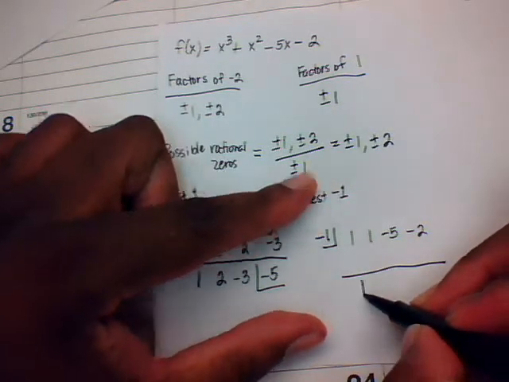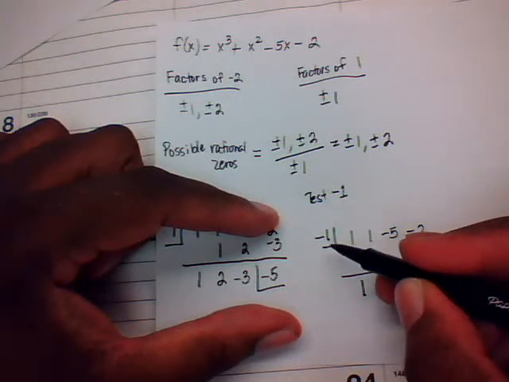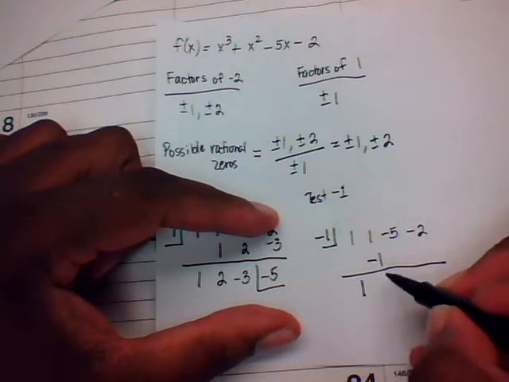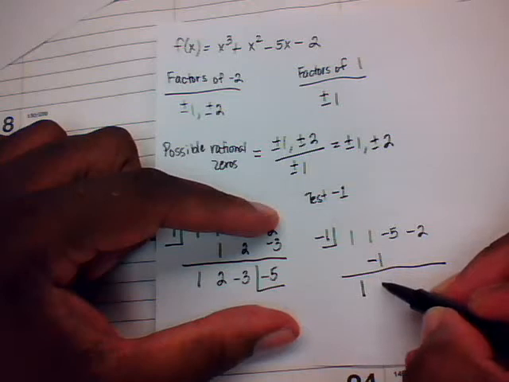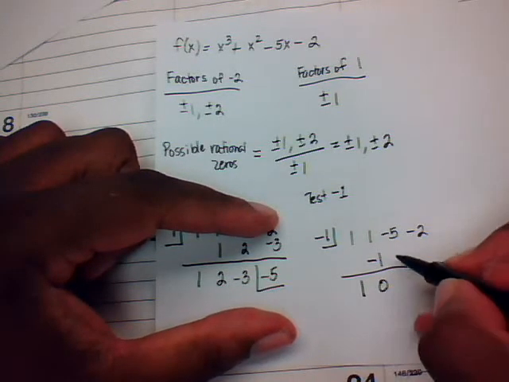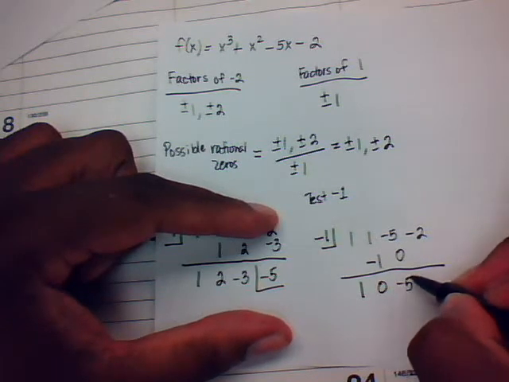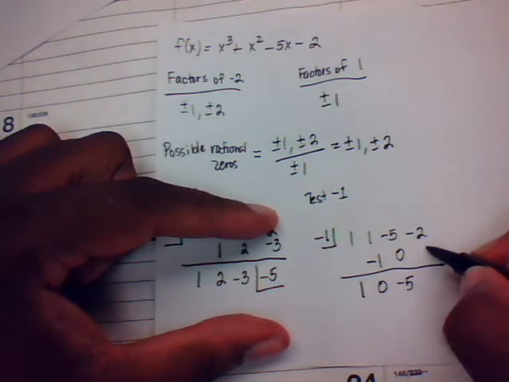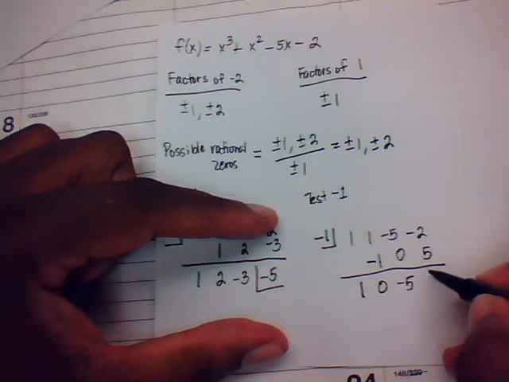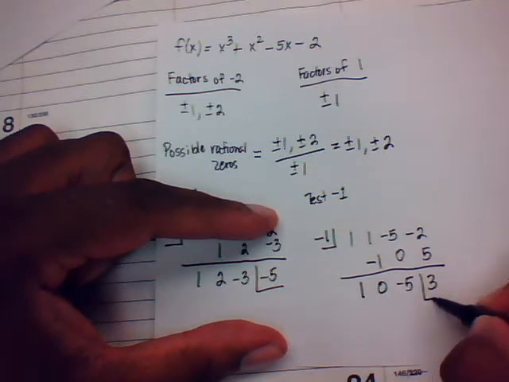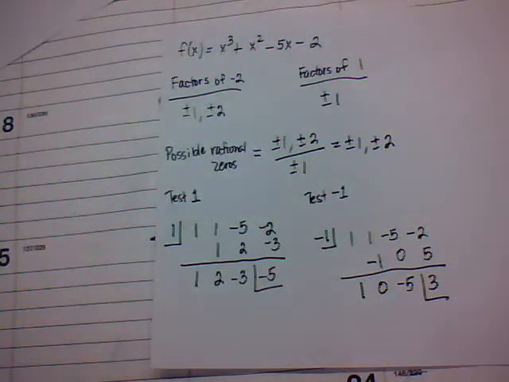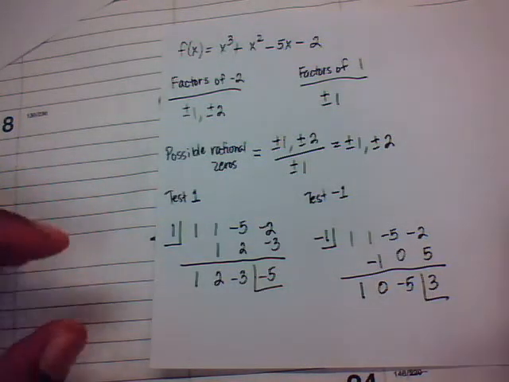So now we bring down the 1. So 1 times -1 would give us -1. That goes here. -1 plus 1 is 0. 0 times -1 is 0. -5 plus 0 is -5. Then -5 times -1 will be +5. -2 plus 5 is 3. Again, I did not get a 0 remainder when I tested -1. So -1 would not be a root or a 0 for that polynomial function.